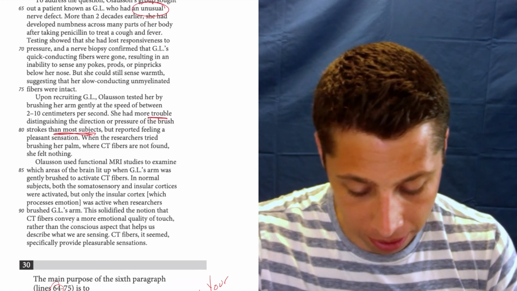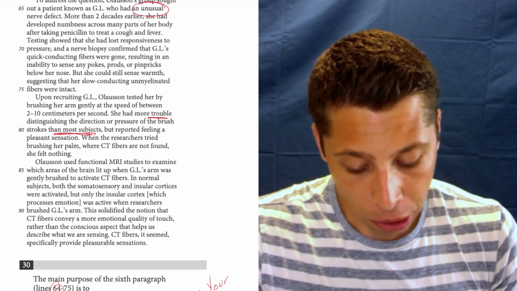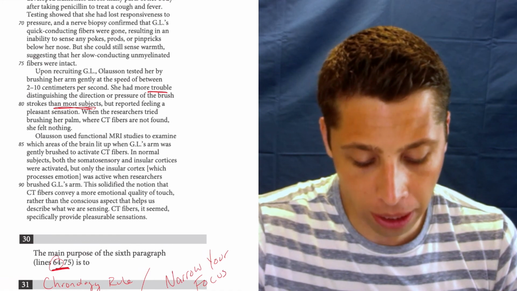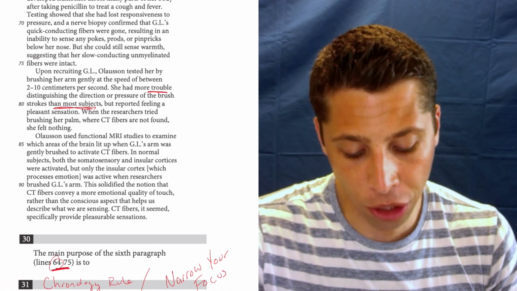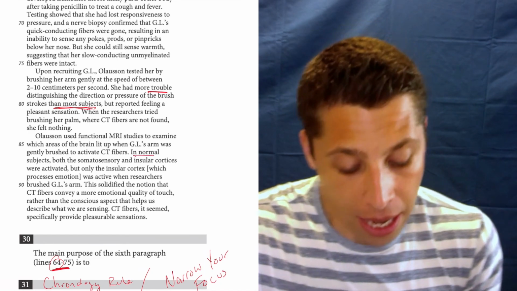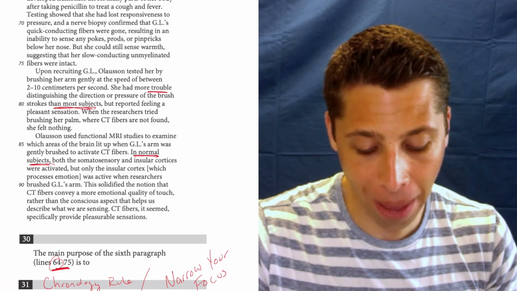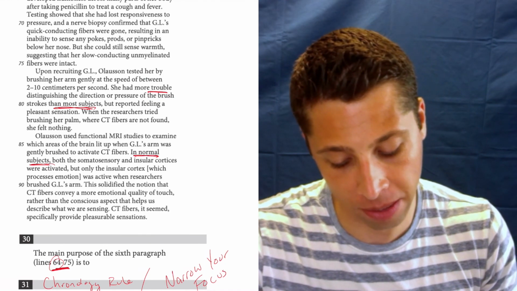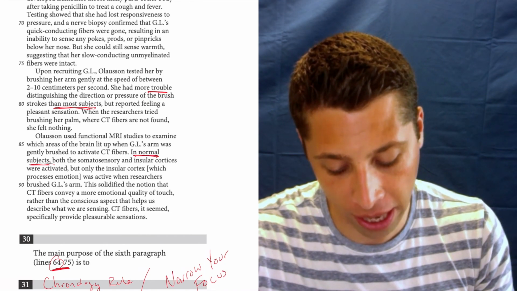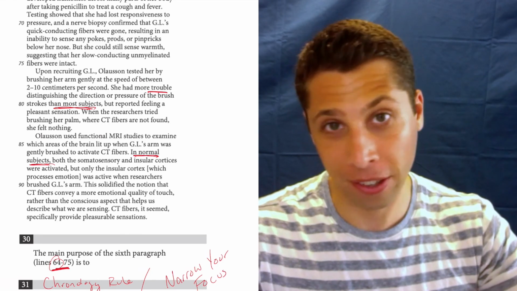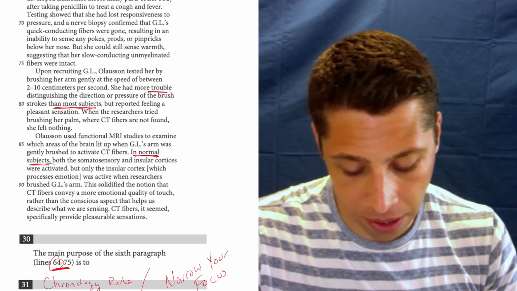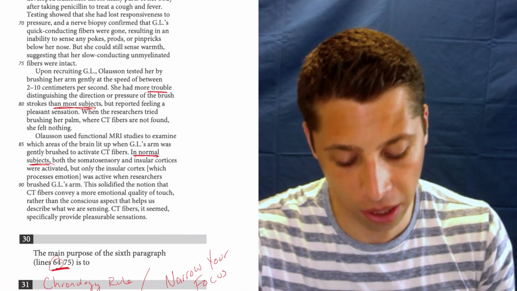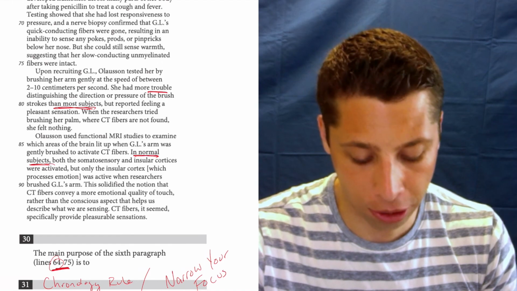But she reported a feeling of pleasant sensation. When the researchers tried brushing her palm, where CT fibers are not found, she felt nothing. Okay. Oleson used functional MRI studies to examine which areas of the brain lit up when GL's arm was gently brushed to activate CT fibers. In normal subjects, both the somatosensory and insular cortices were activated, but only the insular cortex, which processes emotion, was active when researchers brushed GL's arm. So, again, they're making a comparison, GL versus normal subjects. This solidified the notion that CT fibers convey a more emotional quality of touch rather than the conscious aspect that helps us describe what we are seeing. CT fibers, it seems, specifically provide pleasurable sensations.